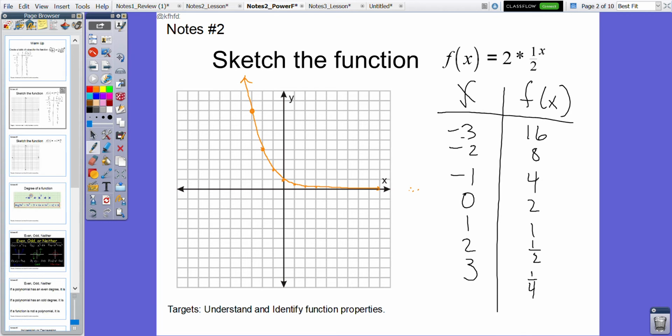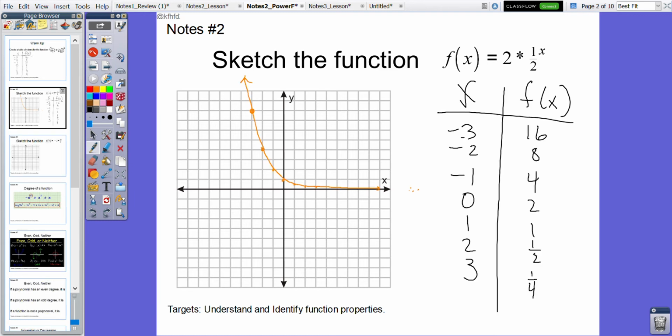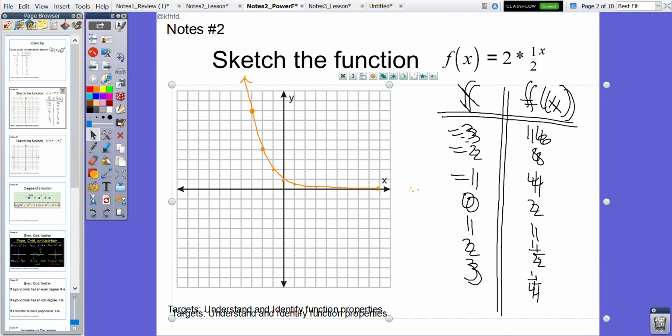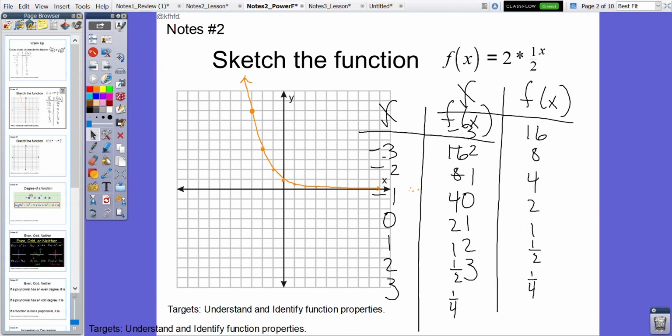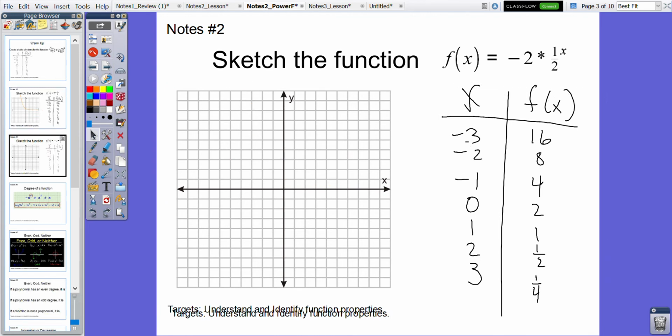Now, let me ask you this. Let's say instead of multiplying by 2, we have -2 here. So -2 times all that. We can take what we have from that function. Let me see if I can copy and paste this. I'm going to try one more time. Oh, cool. Can I put that over on this guy? Yes, I can. I learned a new trick today.